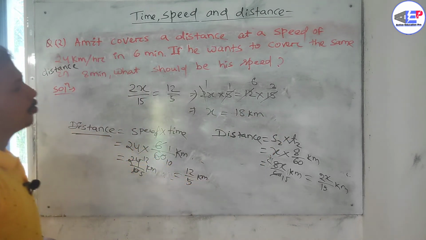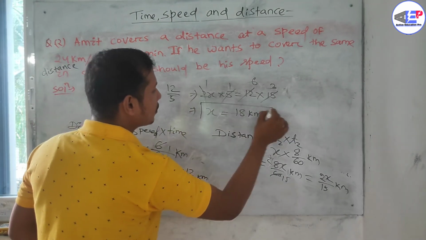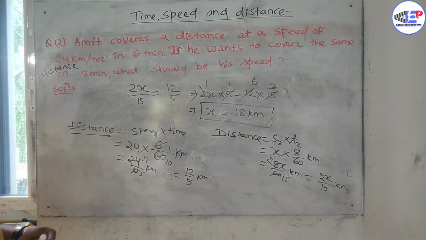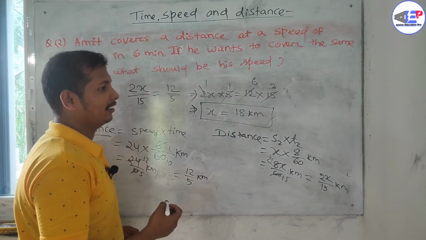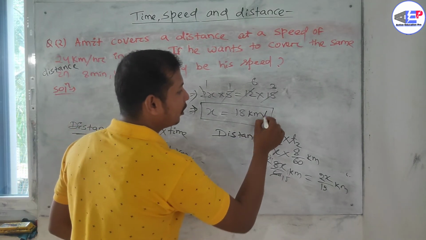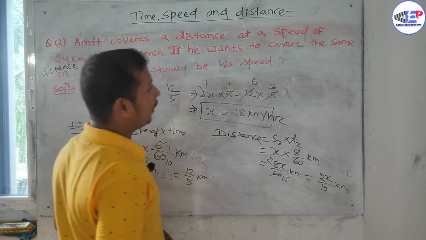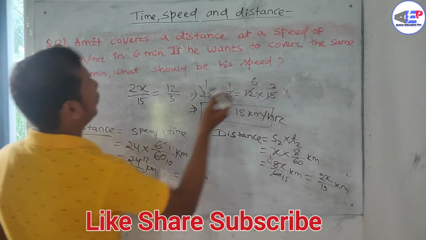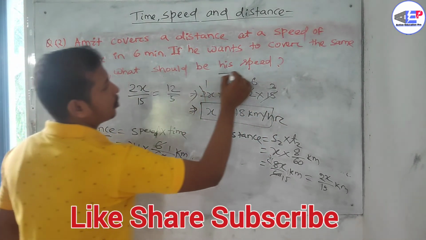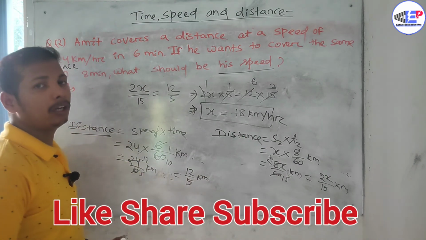So from here we find that x is 18. Sorry, this is 18 kilometer per hour because we are finding the speed. We are finding the speed for the second case. So x will be equal to 18 kilometer per hour.